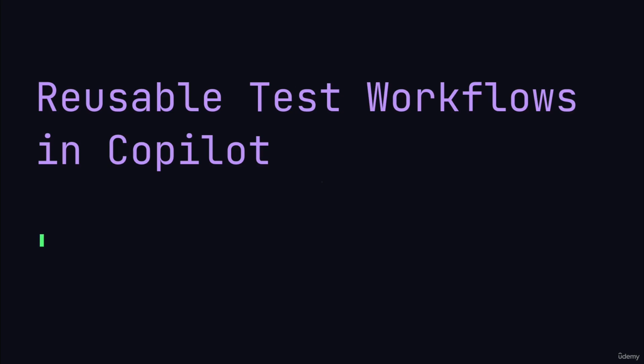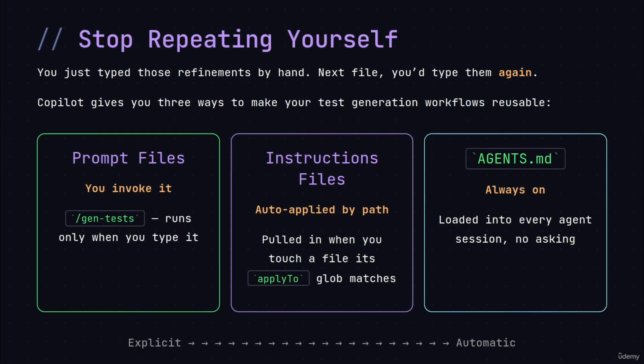In the previous lecture, we used the three-step pattern to generate tests with Copilot. In this lecture, we are going to look at how Copilot provides different mechanisms to make your test workflows reusable. Now, we might say that the way that we generated tests in the previous lecture was perfectly fine, but the only problem was we had to type everything out by hand. So if we follow that approach, we'll have to type everything out again for the next file. So how do we make things reusable?